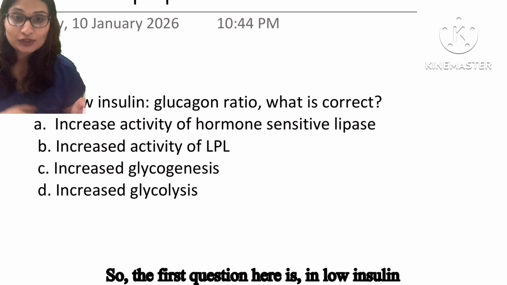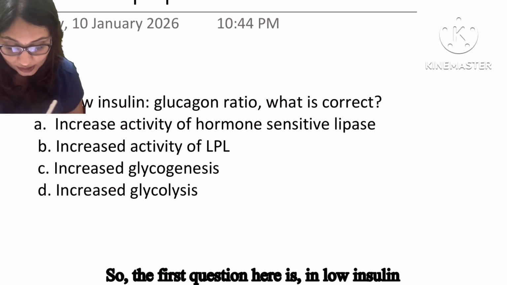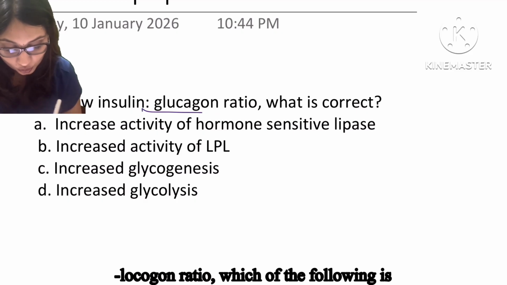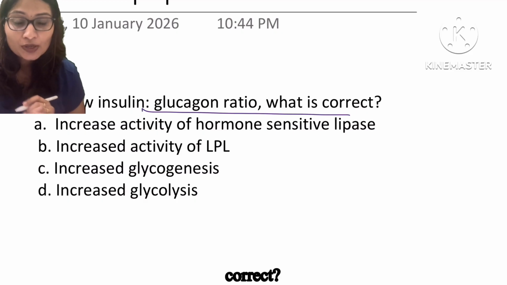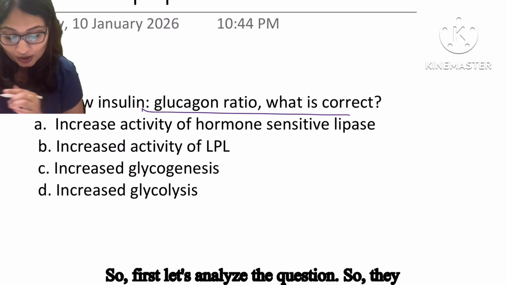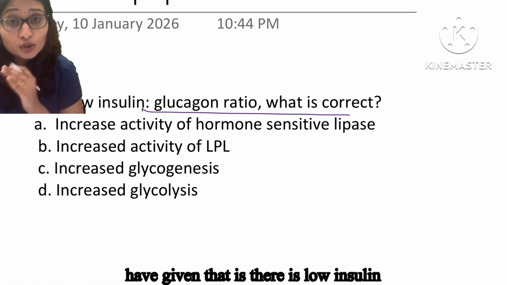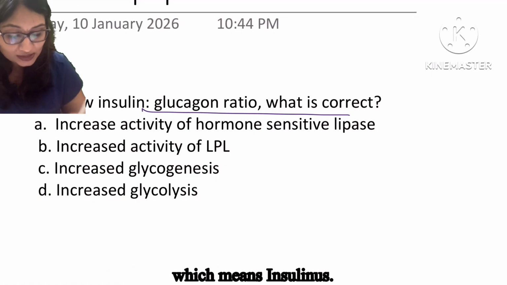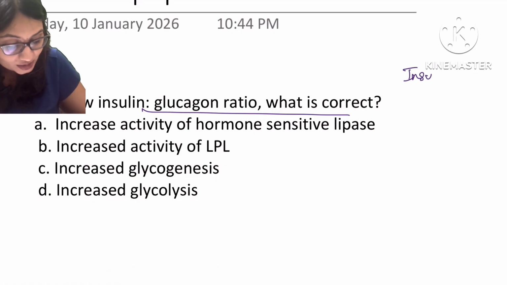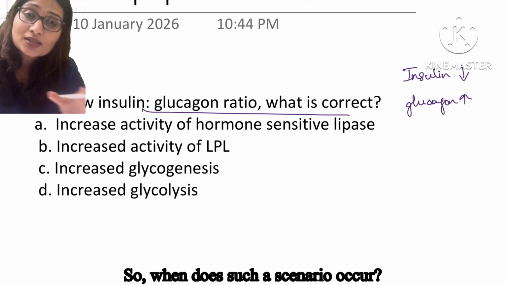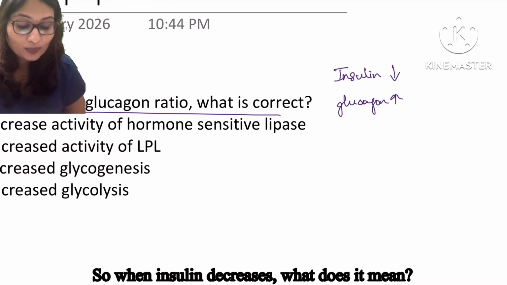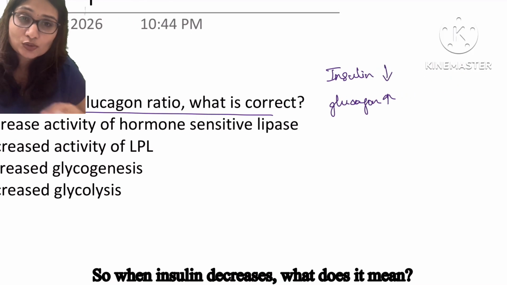The first question here is, in low insulin glucagon ratio, which of the following is correct? First let's analyze the question. They've given that there is a low insulin glucagon ratio, which means insulin is less and glucagon is high. So when does such a scenario occur? When insulin decreases, what does it mean?